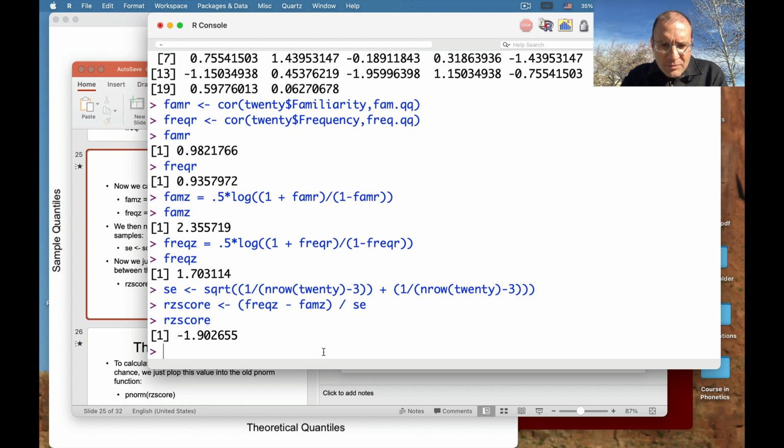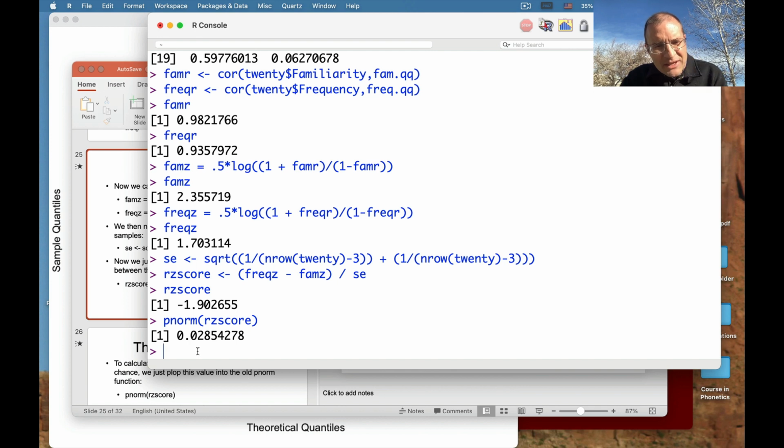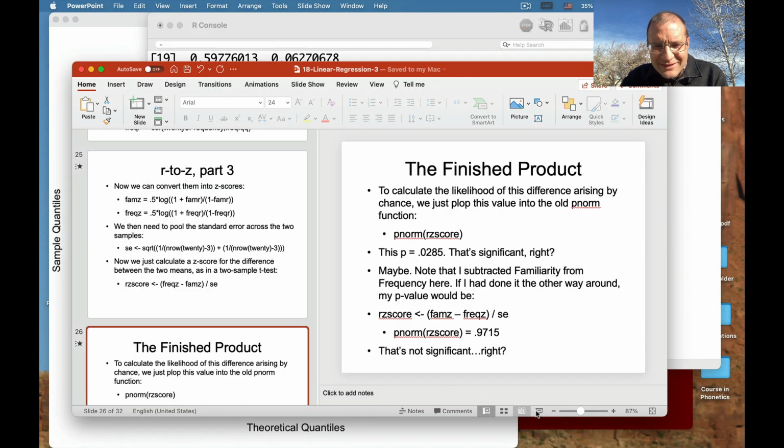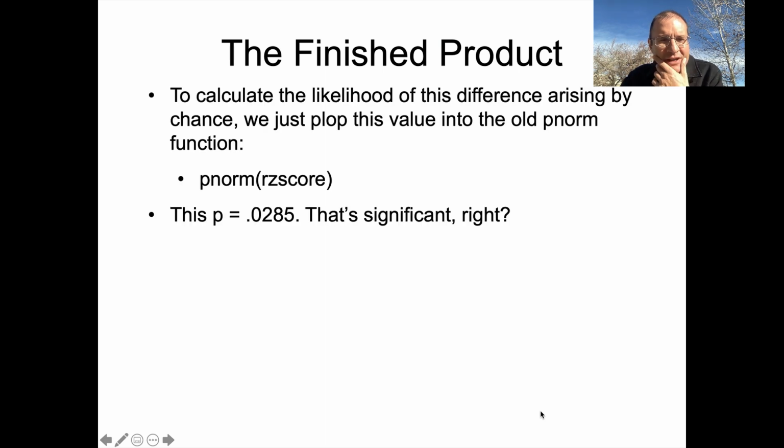All I need to do next is just take the p-norm value of that RZ score. So I just want to convert this test statistic result into a p-value. And in this case, I get a p-value of 0.02854278, and so on and so forth. Yeah, so that looks good because it's lower than 0.05, right? So that seems to suggest that this is a significant result and that these R values are significantly different from each other because we're beating the criterion there.